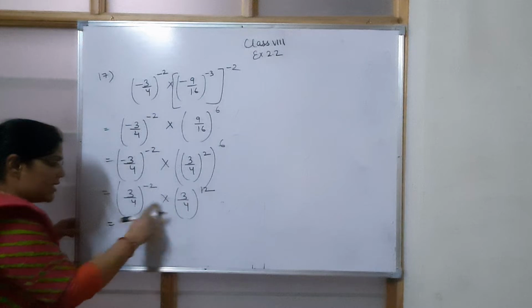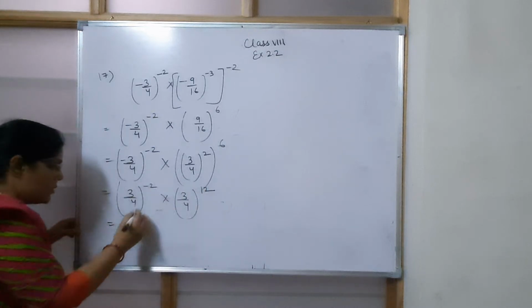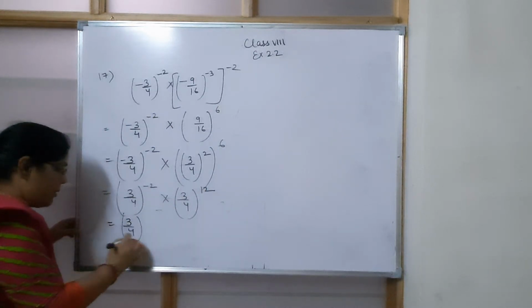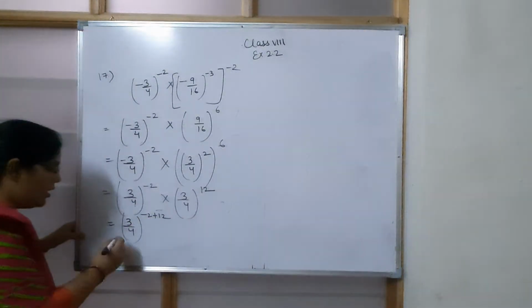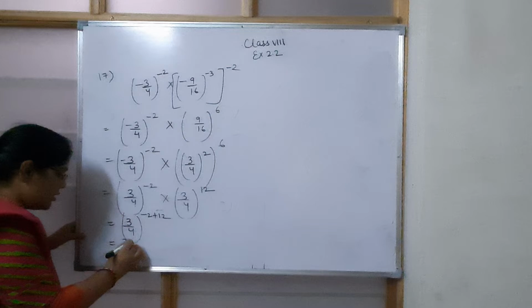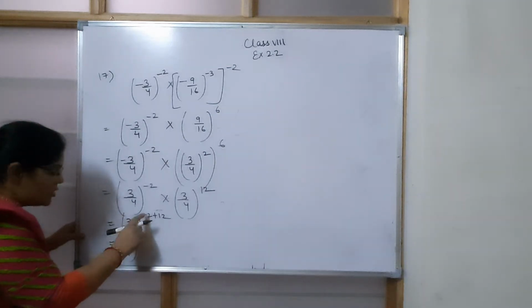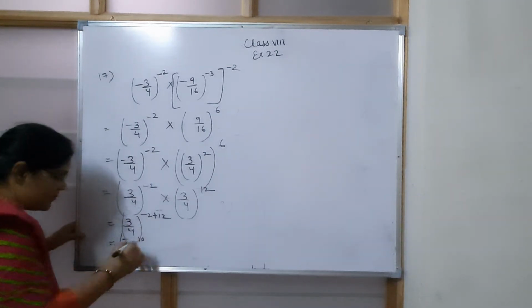Alright, now the bases are the same, so powers will be added. Just look here, minus 2 plus 12. Powers will be added. So this is going to be what? 3 upon 4 raised to the power... minus 2 plus 12, it will be 10.